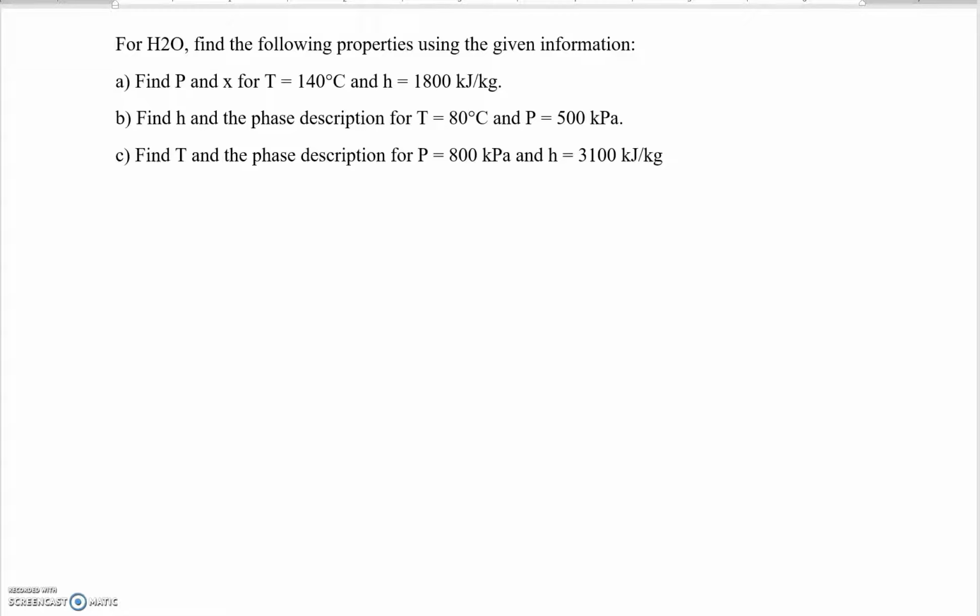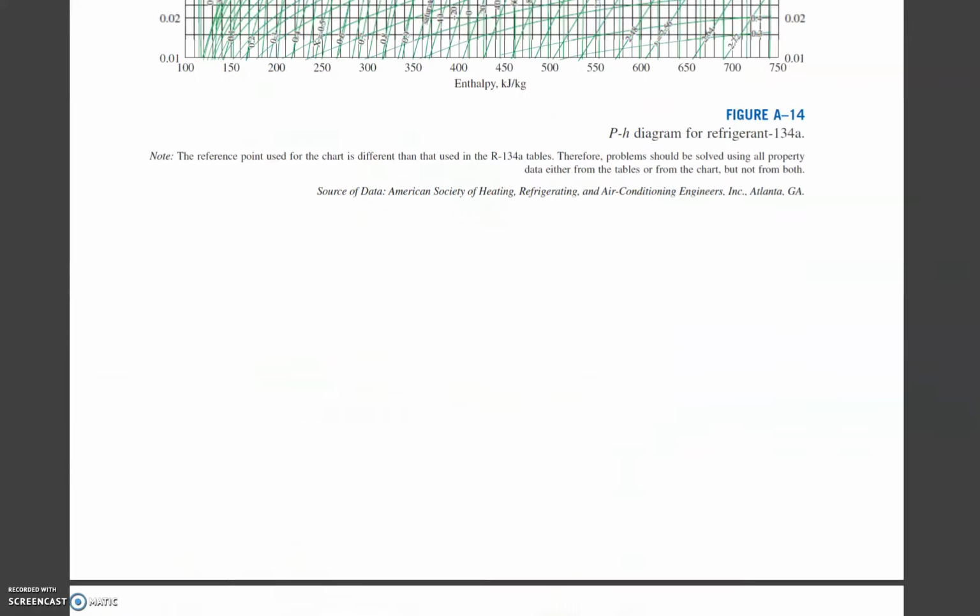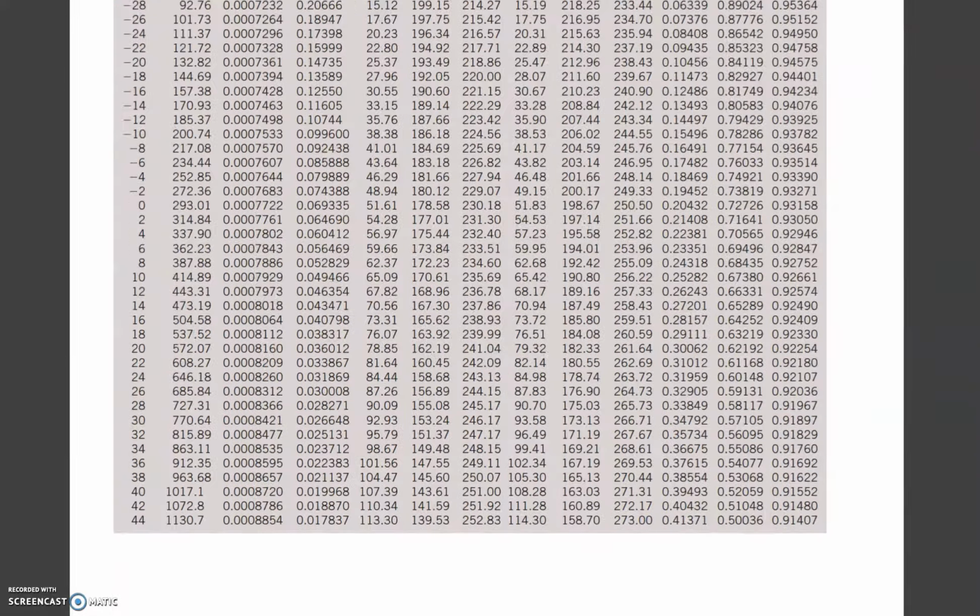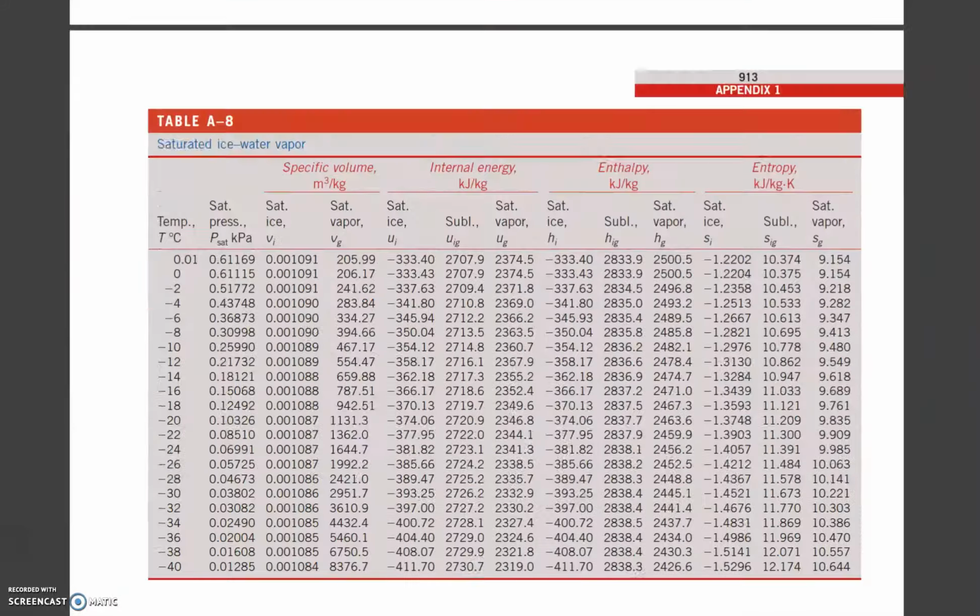we should refer to tables that are related to water. Okay, so part A, temperature is 140 degrees Celsius, and the enthalpy is equal to 1800 kilojoule per kilogram. And for this T saturation, if you assume that your water is at 140 degrees Celsius, you can go to the saturated vapor liquid mixtures, which is table A4.